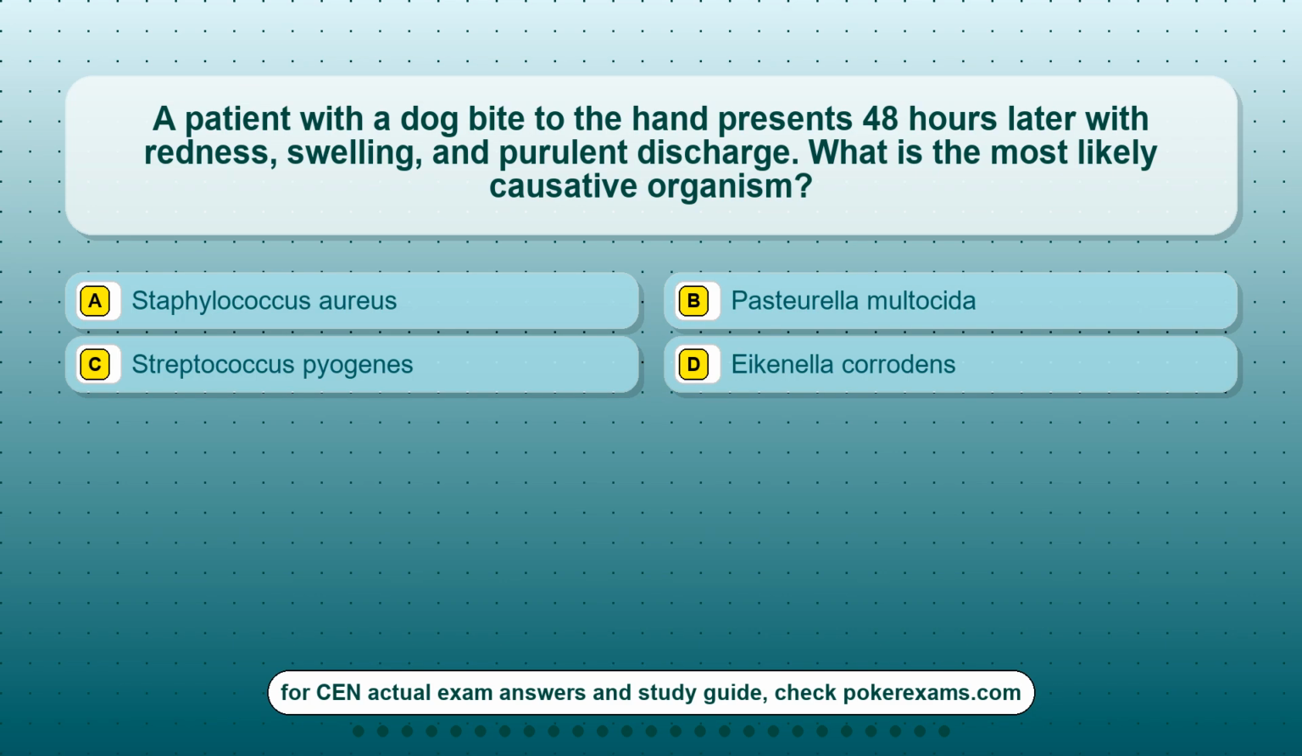Question 9. A patient with a dog bite to the hand presents 48 hours later with redness, swelling, and purulent discharge. What is the most likely causative organism? Option A, Staphylococcus aureus. Option B, Pasteurella multocida. Option C, Streptococcus pyogenes. Option D, Eikenella corrodens.